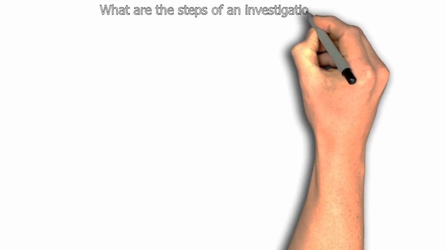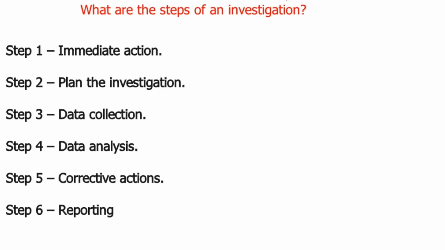What are the steps of an investigation? Step 1, immediate action. Step 2, plan the investigation. Step 3, data collection. Step 4, data analysis. Step 5, corrective actions. Step 6, reporting.